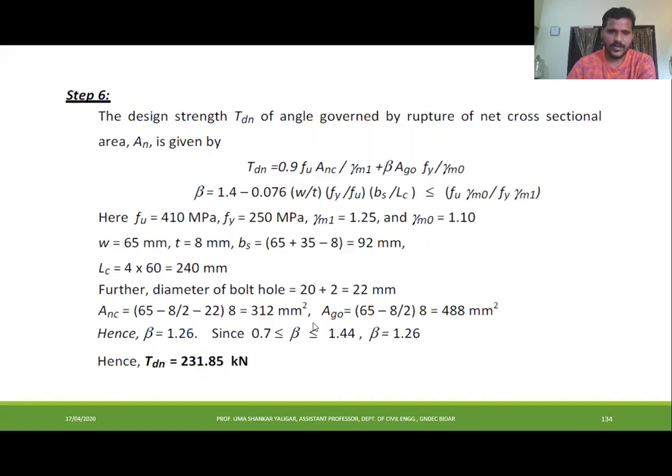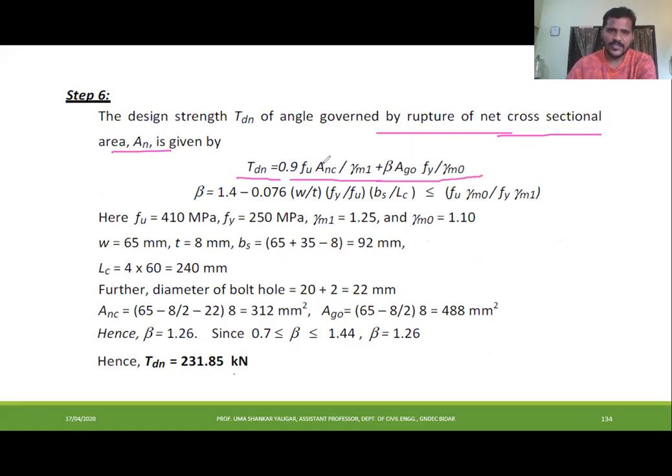And we need to go for the second failure. That is due to the rupture of net section. Due to the rupture of net cross section, as it is an angle section, the formula will be different. It will be a separate formula we have for an angle section for net rupture. The formula is Tdn = 0.9 Fu Anc / γm1 + β Ag0 Fy / γm0.